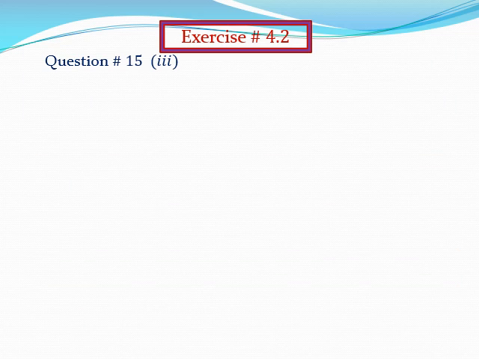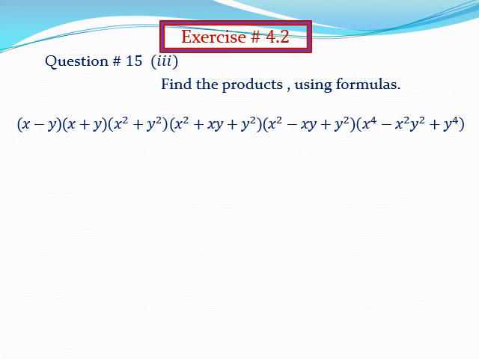Next, question number 15, part 3. Find the product using formulas. This is the given expression and we are going to find out its product: (x − y)(x + y)(x² + y²)(x² + xy + y²)(x² − xy + y²)(x⁴ − x²y² + y⁴).